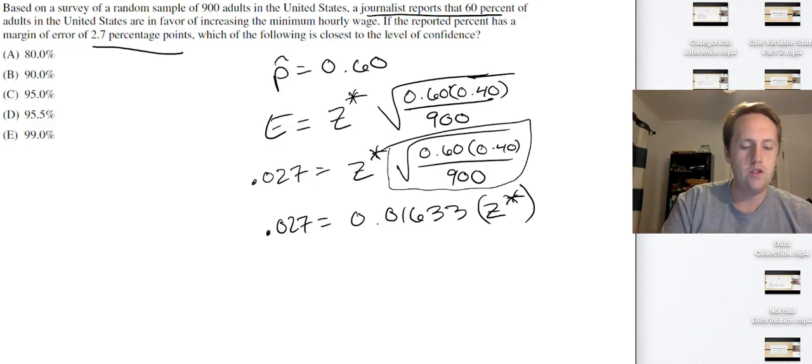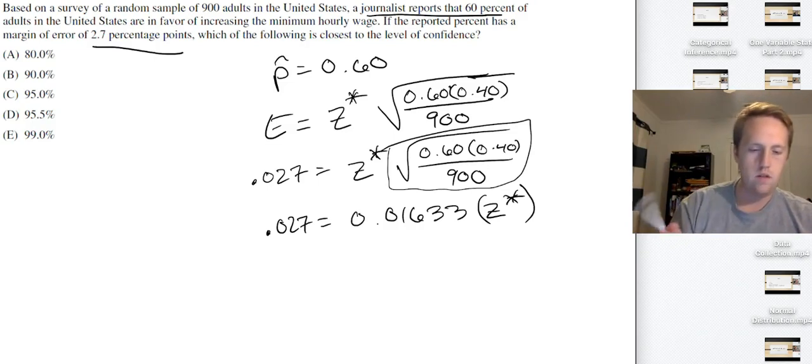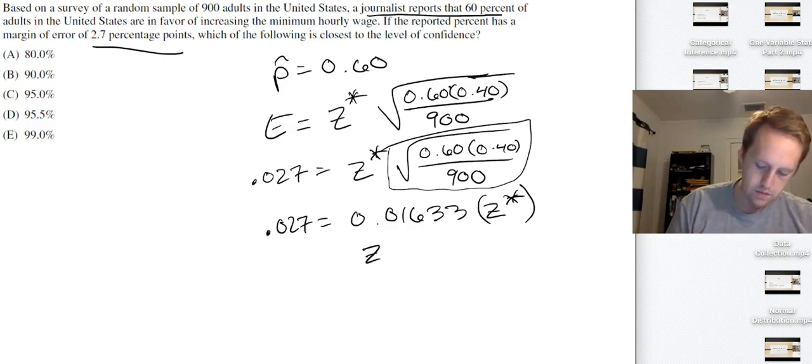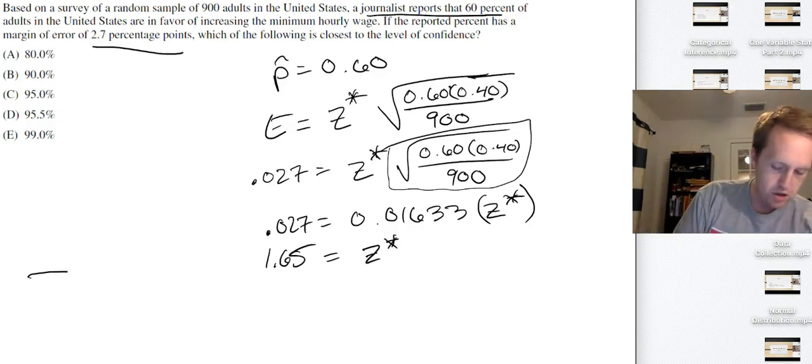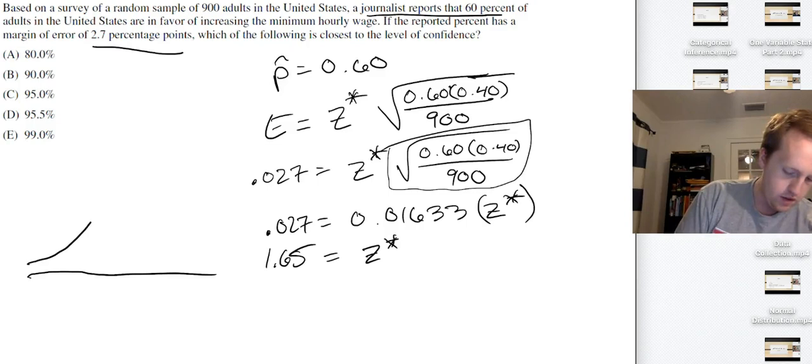Then I do the division, so I'm doing algebra from here, 0.027 divided by 0.01633. So then the z star is 1.65. Okay, now you might be wondering, how did that help us? Well, the normal distribution should look like this, and we're basically here at 1.65.